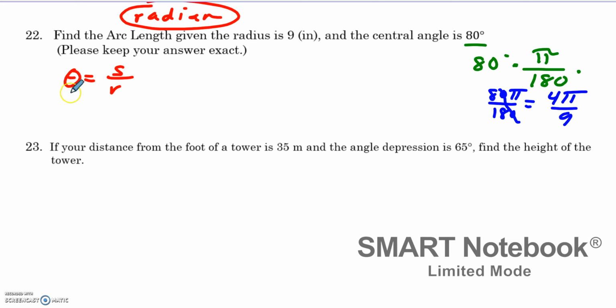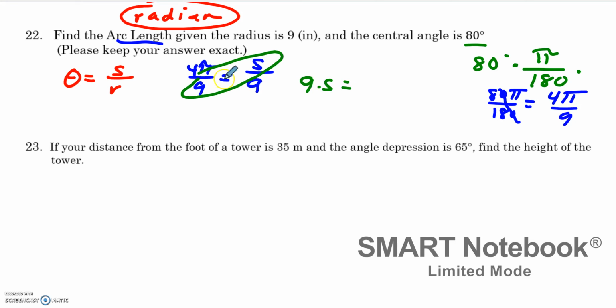So if I come back over here, I can replace theta in radians with 4 pi over 9. I'm trying to find the arc length, which is symbolized by s, and I know that the radius is 9 also. Now, some of you may notice what s is already because of the setup, but again, cross multiplication is always welcomed. If we did 9 times s equals 4 pi times 9, that would be 36 pi. Divide each side by 9. So my arc length this time is a nice answer of 4 pi, specifically 4 pi inches.